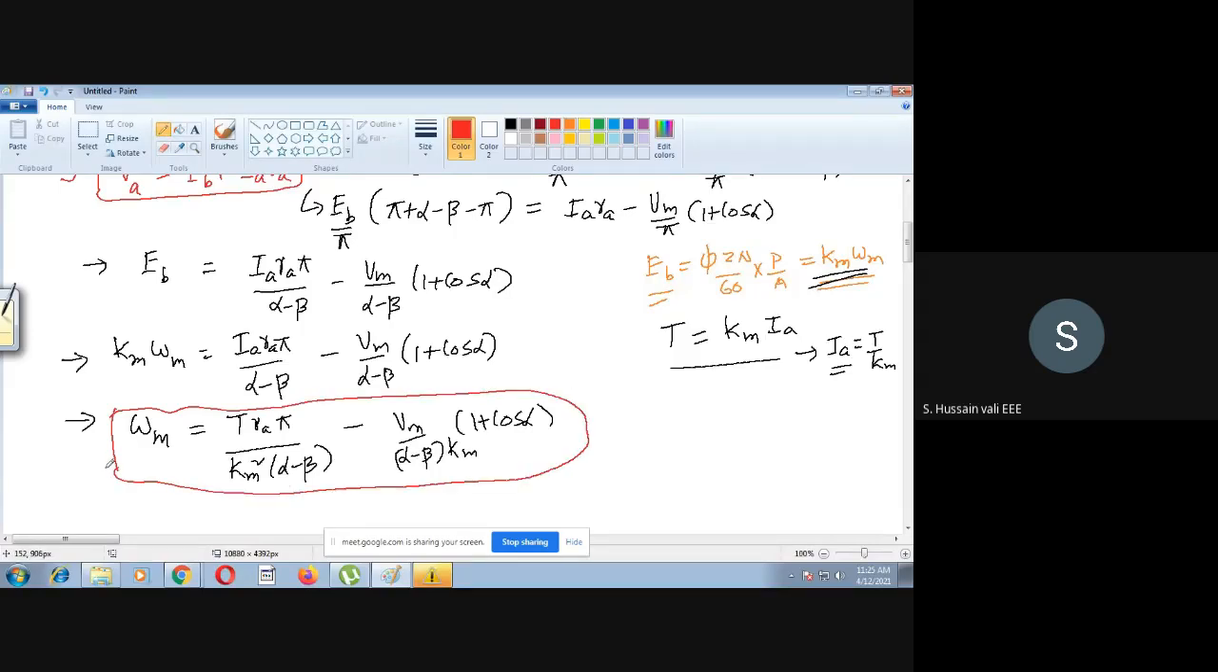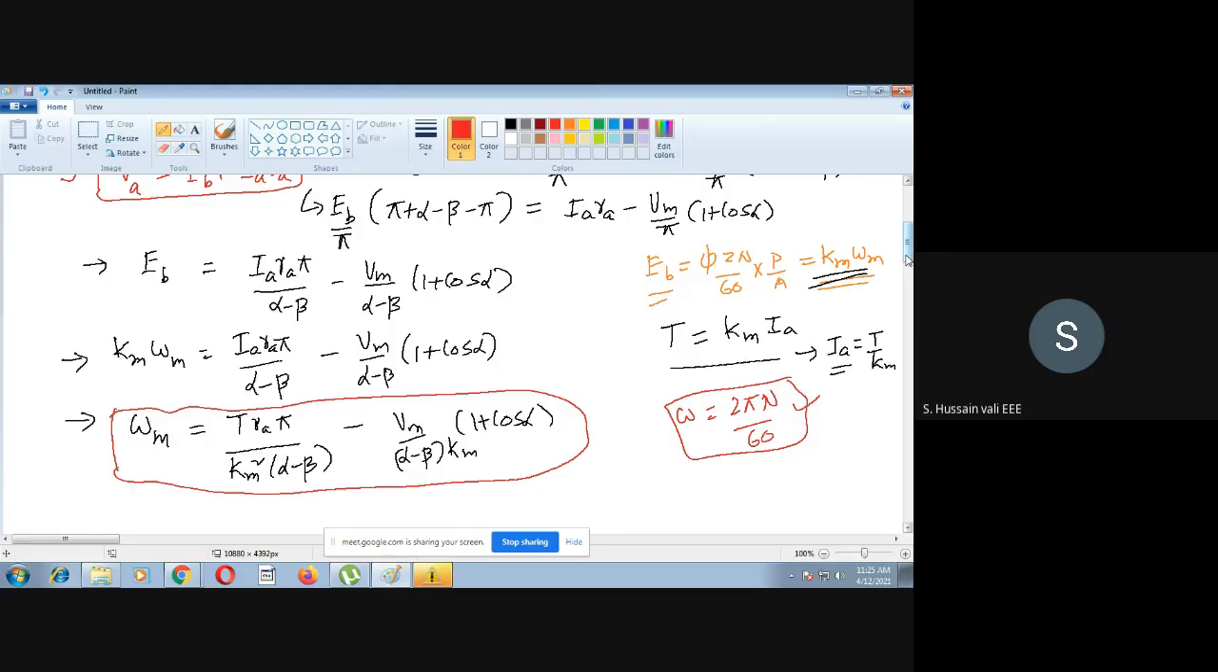Of course, it is in terms of angular speed. You can convert the angular speed into the actual speed by using this equation: omega is equal to 2 pi n by 60. We have this equation also, so we will use it if necessary to find out what n is. Otherwise, we will just leave it like this.